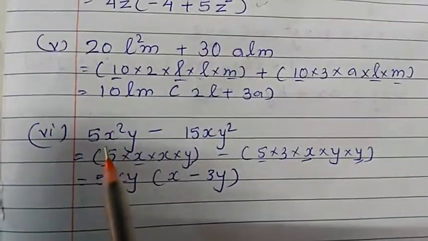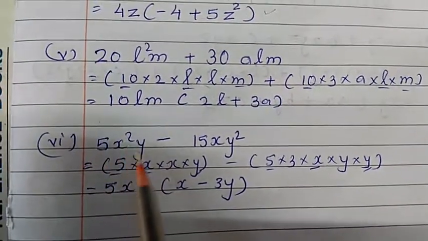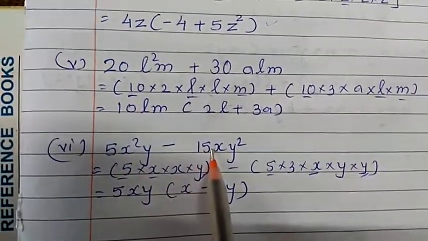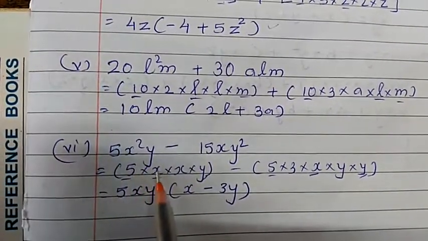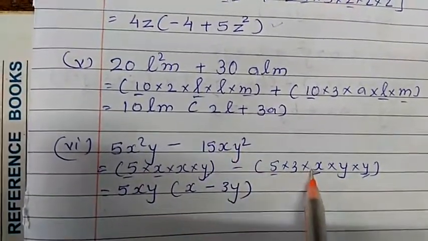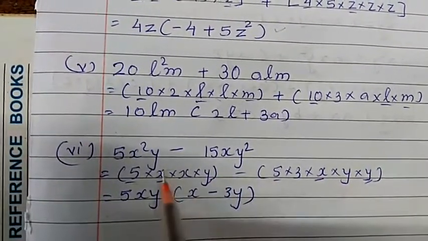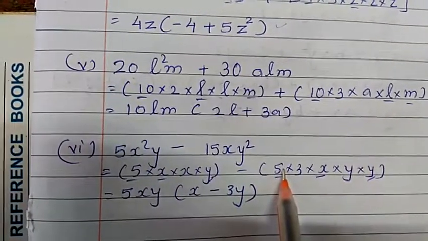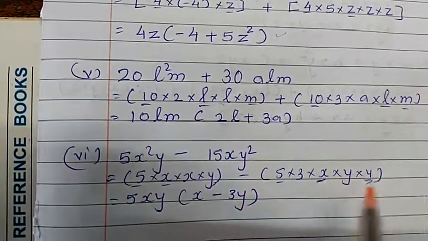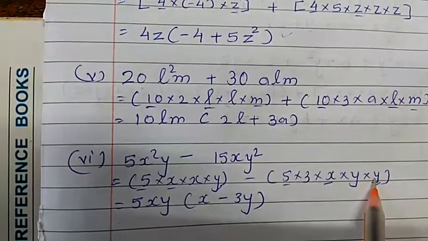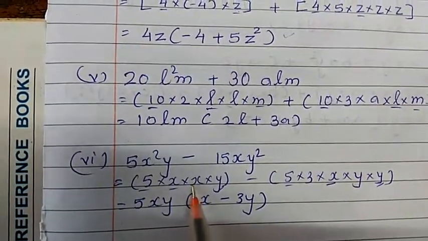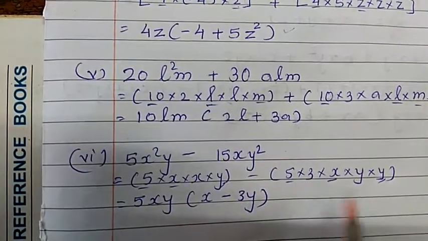Now 6-1. 5x square y minus 15xy square. So 5 1s are 5, 5 3s are 15, right? So 5 into x 2 times, y 1 time, minus 5 3s are, x 1 time, y 2 times. Now the common number is 5, x and y, right? So write here 5xy, and what remains is x minus 3y.